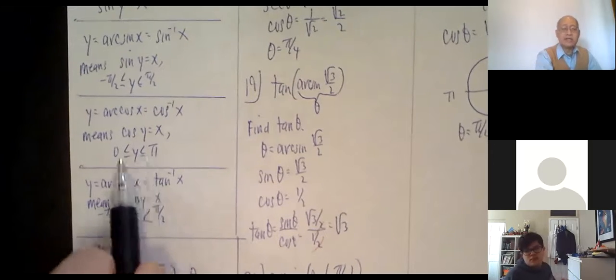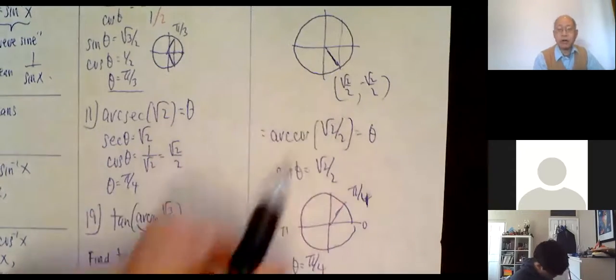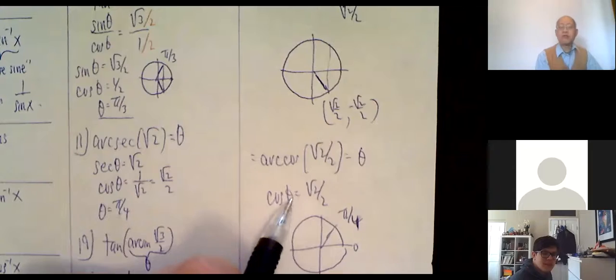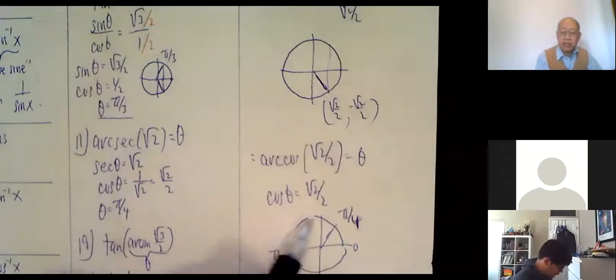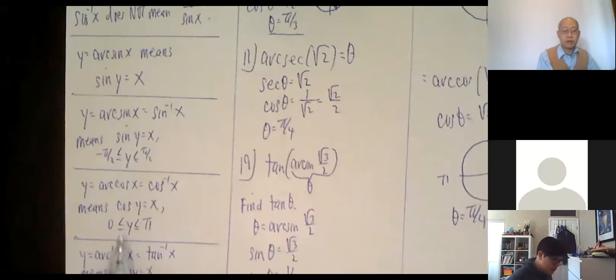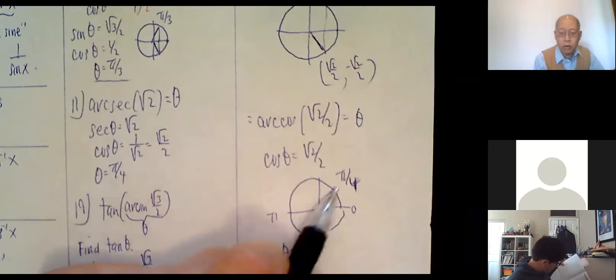it returns an angle between 0 and pi. I'm not allowed to go back and use negative pi over 4. I can only pick pi over 4 now. Cosine of what nice angle between 0 and pi? This is a little bit tricky. Between 0 and pi. Cosine of what angle is radical 2 over 2? Only pi over 4.